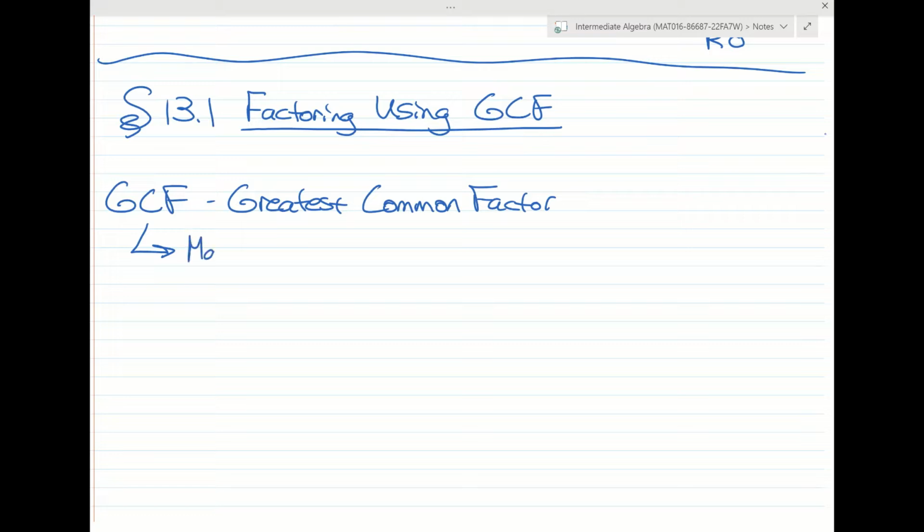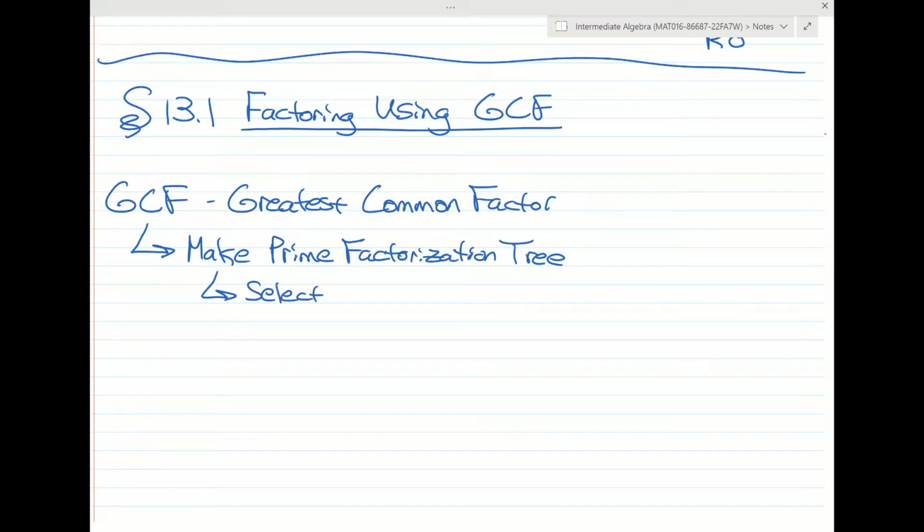So one thing we could do is make a prime factorization tree. And then we could also select the largest factor in common, or the smallest power. And I'll explain what this means as we go through our examples.